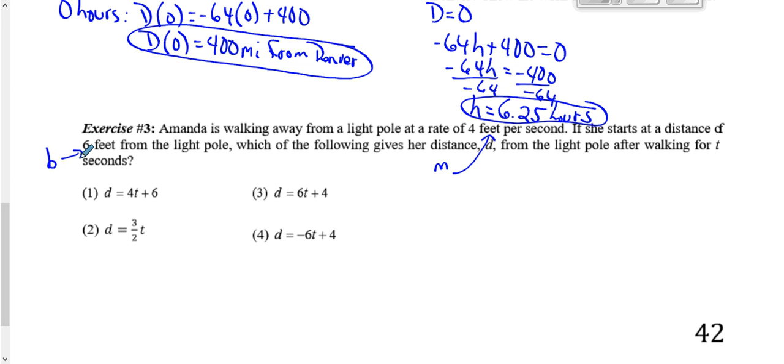Which of the following gives her distance? So M equals what? 4, and B equals what? 6. So what would the equation be? D equals 4T plus 6. What choice? Number 1. It is in fact number 1. Okay? All right.